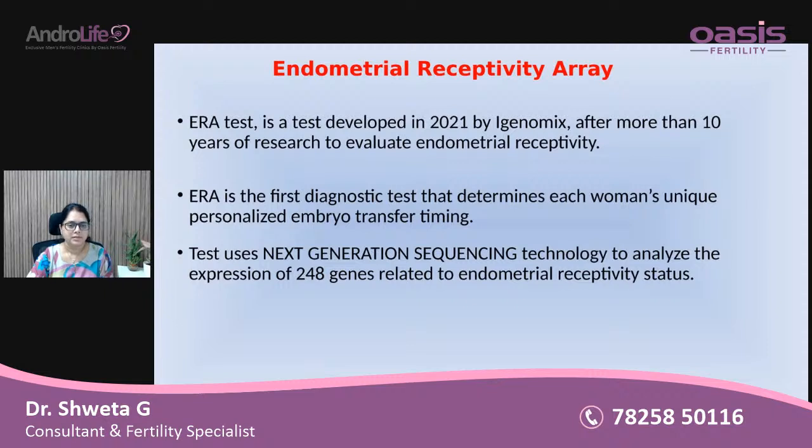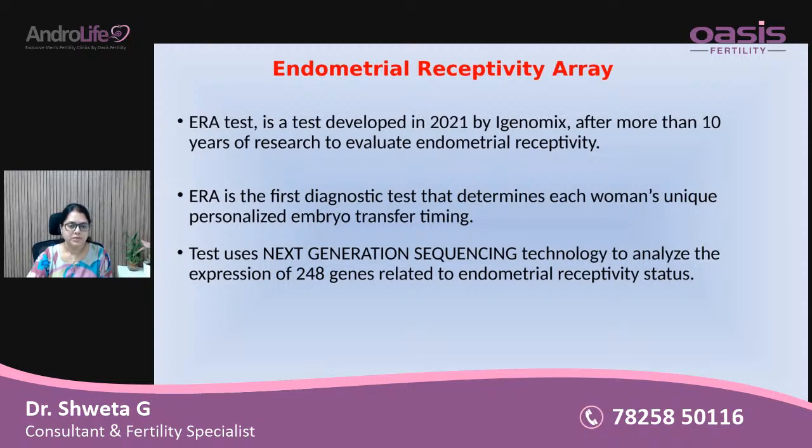Today, I am discussing the endometrial receptivity array test. In short, it is known as ERA. The ERA test was developed in 2021 by iGenomics after more than 10 years of research to evaluate endometrial receptivity. ERA is the first diagnostic test that determines each woman's unique personalized embryo transfer timing.